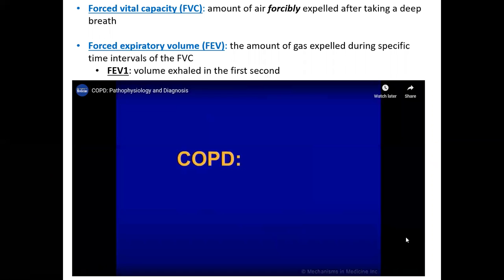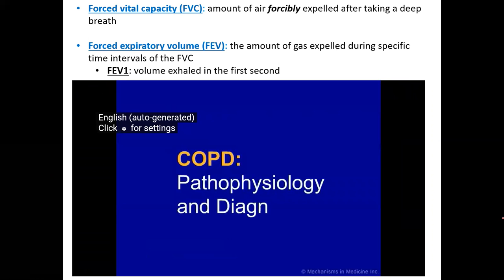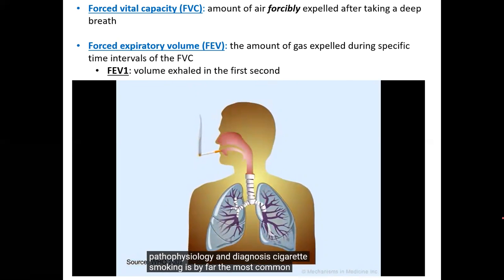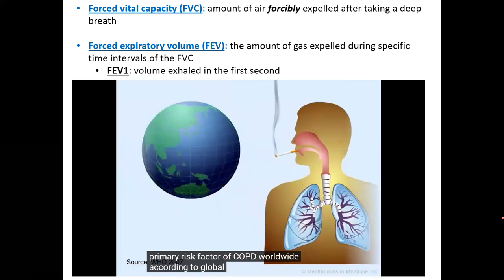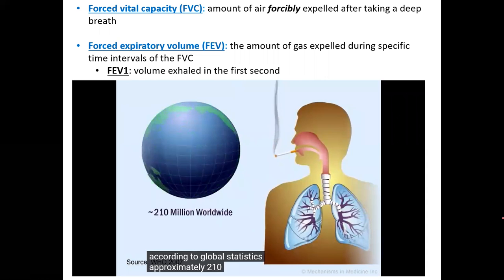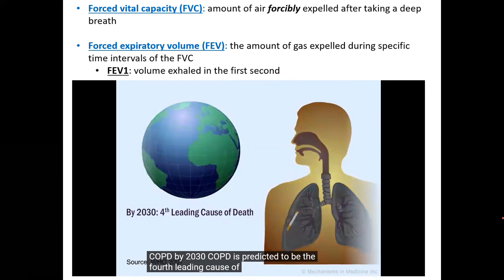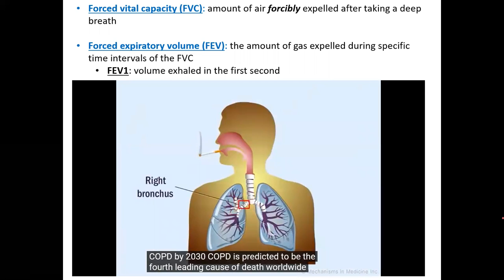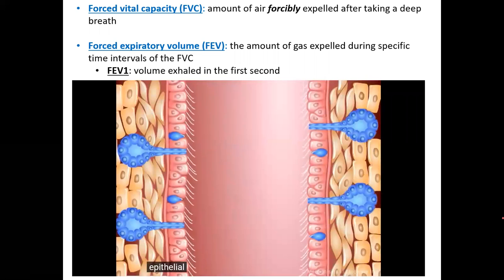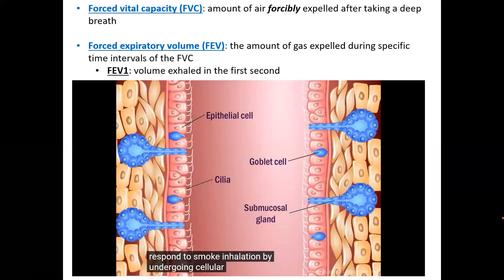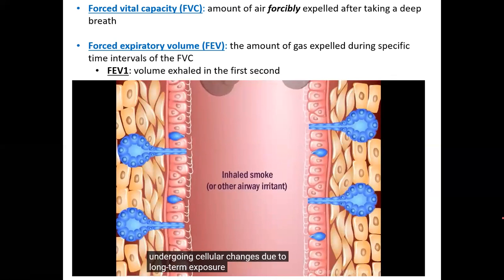Chronic obstructive pulmonary disease, pathophysiology and diagnosis. Cigarette smoking is by far the most common primary risk factor of COPD worldwide. According to global statistics, approximately 210 million people have COPD. By 2030, COPD is predicted to be the 4th leading cause of death worldwide. Epithelial cells lining the airways will respond to smoke inhalation by undergoing cellular changes due to long-term exposure.